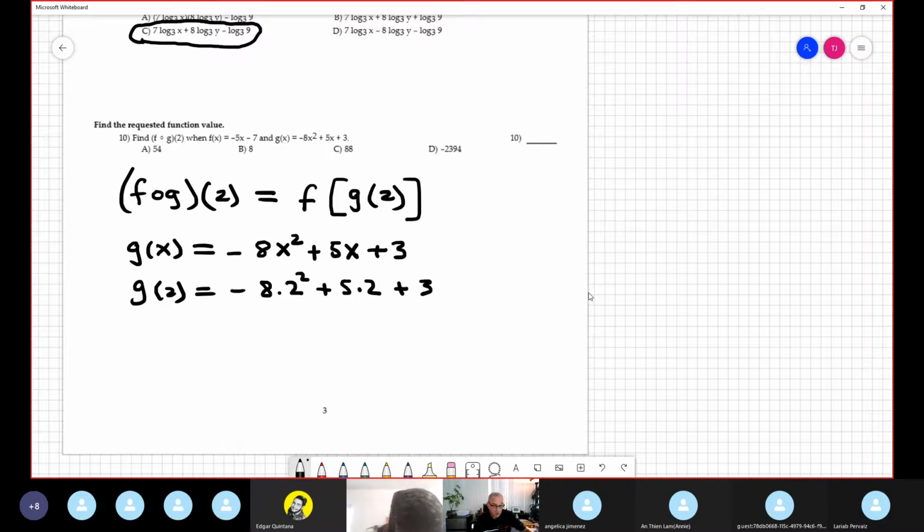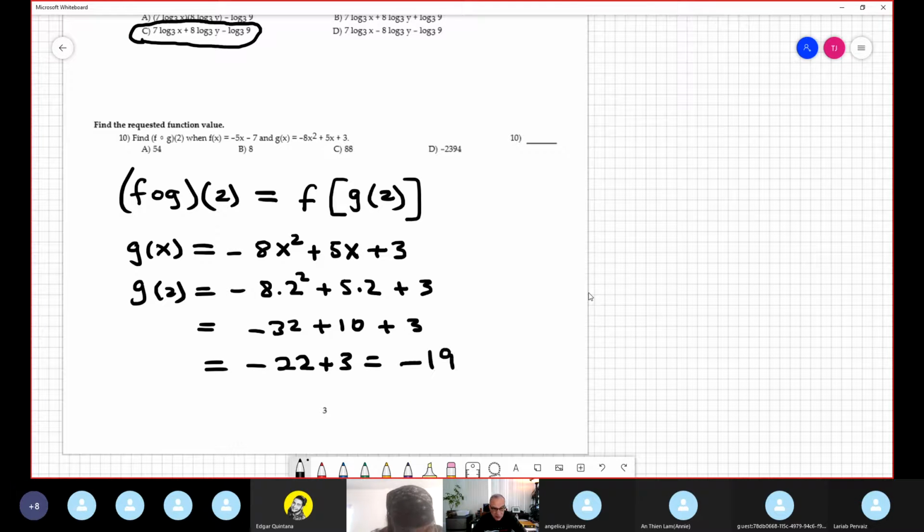So we can use a calculator, but it's not strictly necessary. 2 squared, 4 times a is minus 32 plus 10 plus 3. Entonces minus 32 plus 10 es minus 22. Minus 22 plus 3 is minus 19. I guess so, right? Let me check.